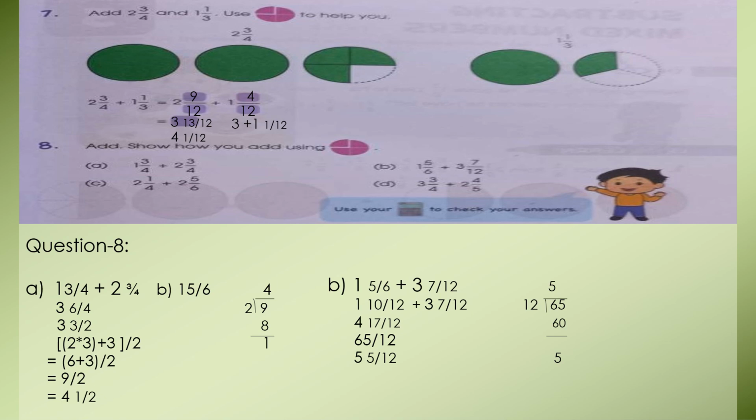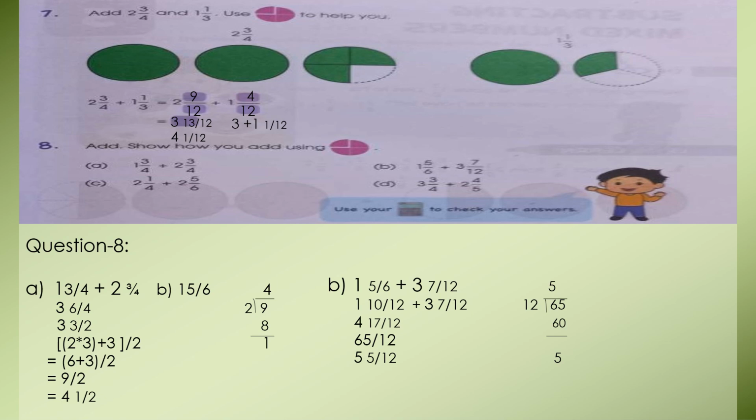In part B, we have 1 whole number 5 over 6 plus 3 whole number 7 over 12. Here we first converted the denominators to the same value. So we have multiplied and divided 5 over 6 by 2, so it becomes 10 over 12.